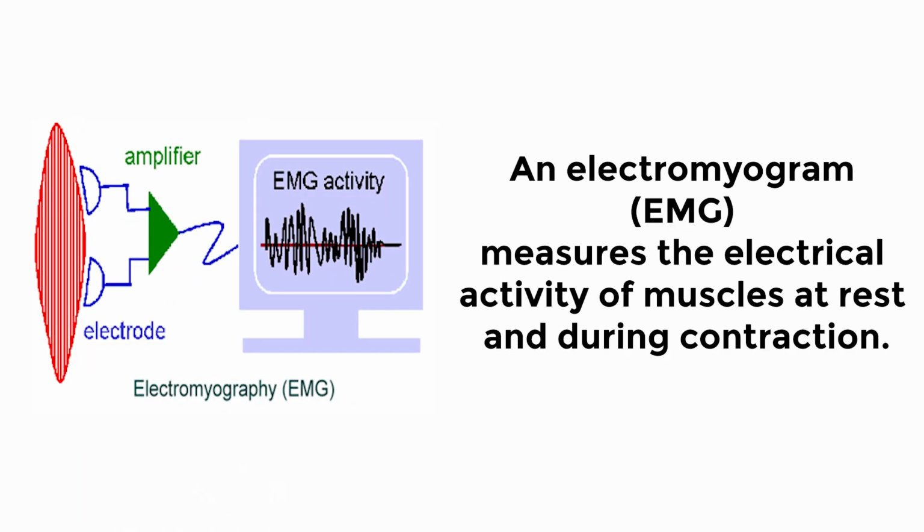EMG measures the sum of the electrical activities of multiple motor units. These are the motor unit action potentials, abbreviated as MUAPs. This is observed as a bipolar signal with a symmetric distribution of positive and negative amplitude. Mean value equals 0. Raw EMG spikes are of random shape.